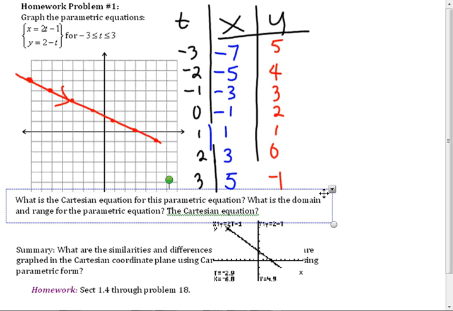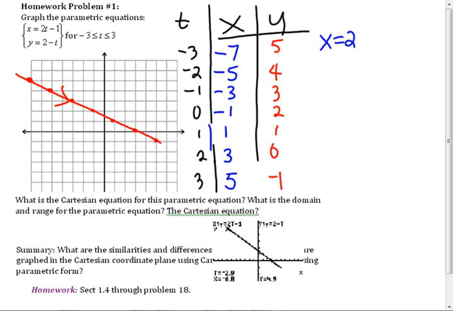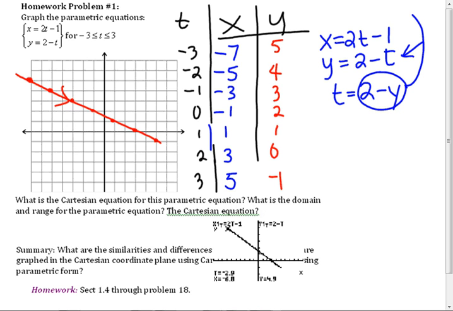I want to eliminate that parameter. Do you want y in terms of x or x in terms of y? You have to solve one of those equations for t. T equals 2 minus y. So t is equal to 2 minus y. Is that correct? Correct. I believe so. So then we substitute it in here. So x equals 2 times 2 minus y minus 1. Could you solve that equation for y? Yeah. That's the Cartesian equation.